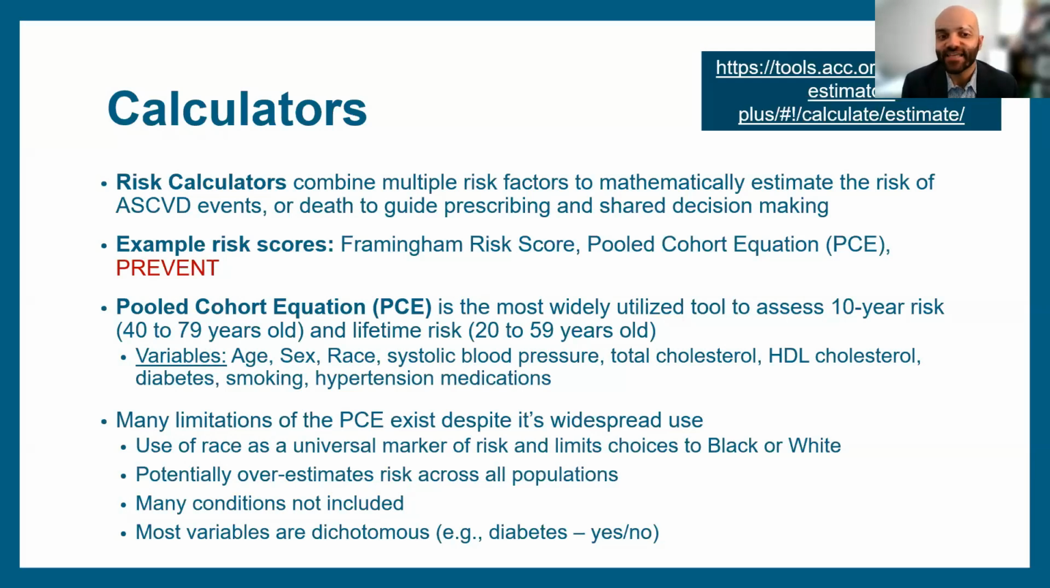We look at things like age, sex, race, systolic blood pressure, total cholesterol, HDL, diabetes, smoking, and the use of any hypertension meds. A lot of these are just check boxes, yes or no: do you smoke or not? Do you use an antihypertensive, yes or no? So there are limitations that exist. Using race as a widespread universal marker of risk, with choices limited to Black and white, isn't probably the best way to assess risk, and doesn't accurately portray most patients. It potentially overestimates risk across all populations, and has many conditions that are not included.